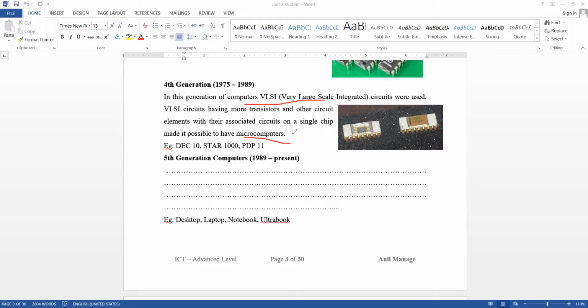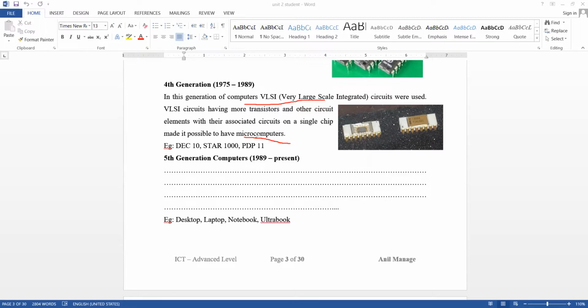Now earlier, that is in the third generation, what did we use? ICs, integrated circuits. Here, many such integrated circuits were combined to make VLSI, very large scale integrated, or that is called the microprocessor. So with the microprocessor, the computer has become very small, and computers became very powerful.